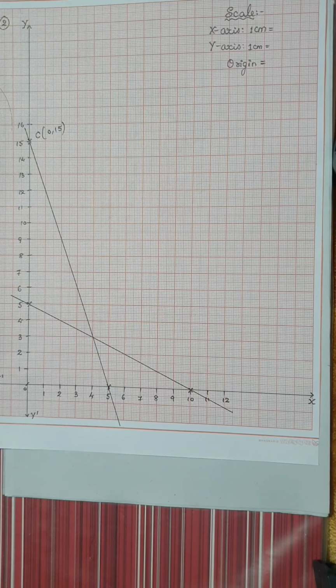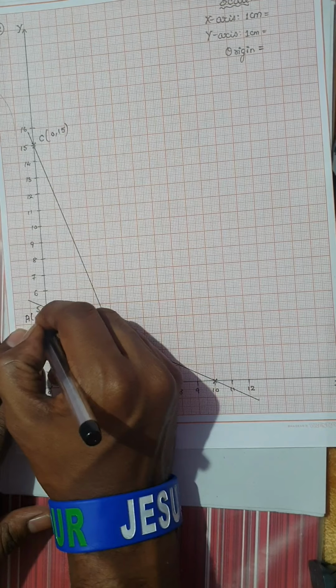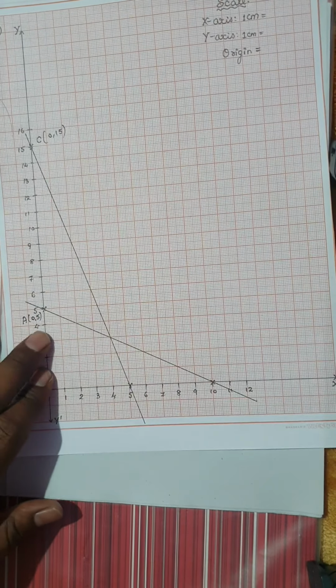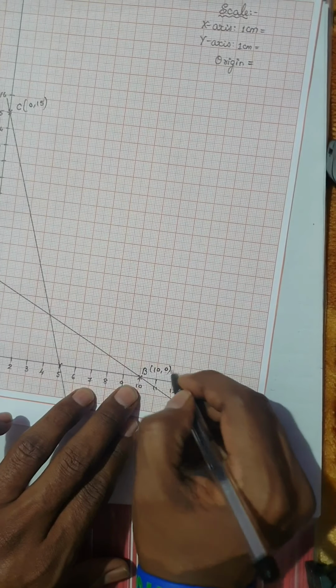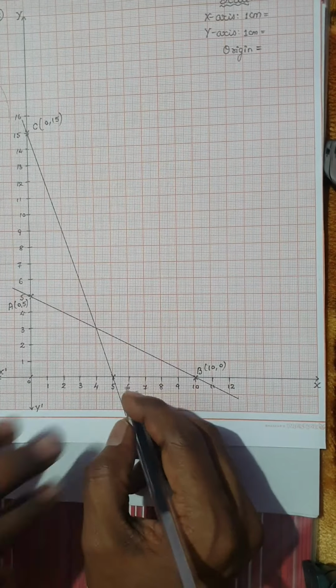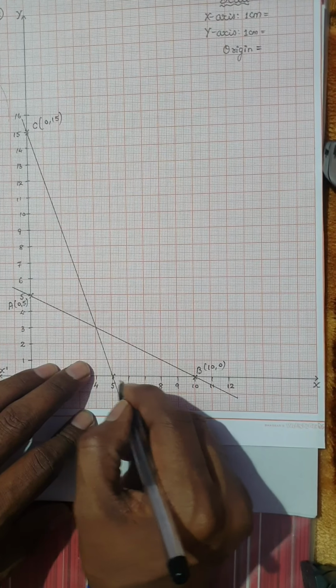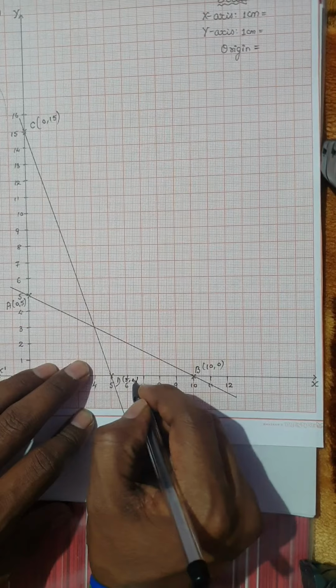Right, so once you join it, kindly write the points. You can write this point is 0, 5, which is A. This point is B, which is 10, 0. Okay, and the point C is already named. This is the point D. Okay, D is nothing but 5, 0.